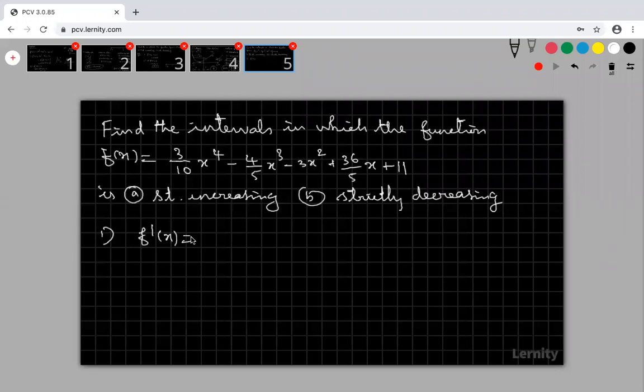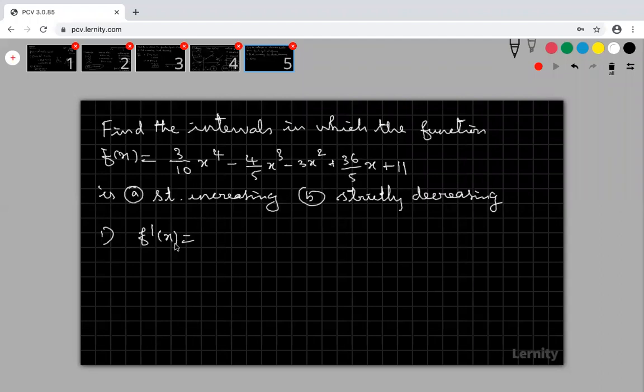Based on that, complete the table. Based on the points, you have to find out the intervals. Based on the intervals, find the sign of f dash of x. Based on the sign of f dash of x, write the conclusion, the nature of f of x, based on the theorem given.